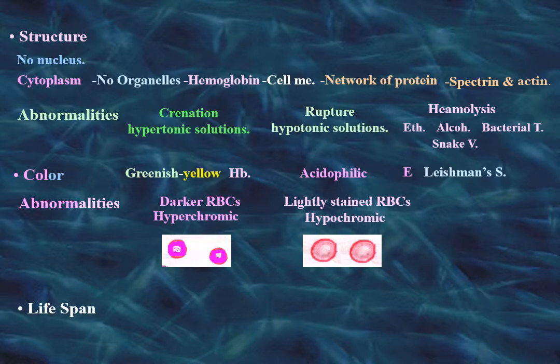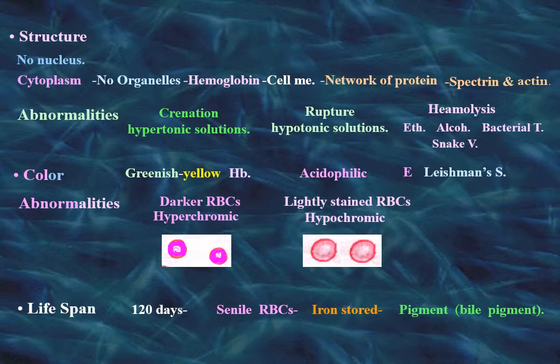Lifespan. It is about 120 days. Then RBCs are destroyed by the phagocytic cells in the liver and spleen. The iron content is stored to be used once more for formation of new RBCs, while the pigment is excreted as bile pigment.